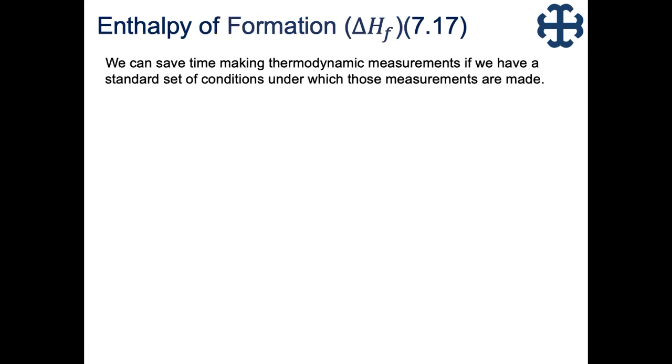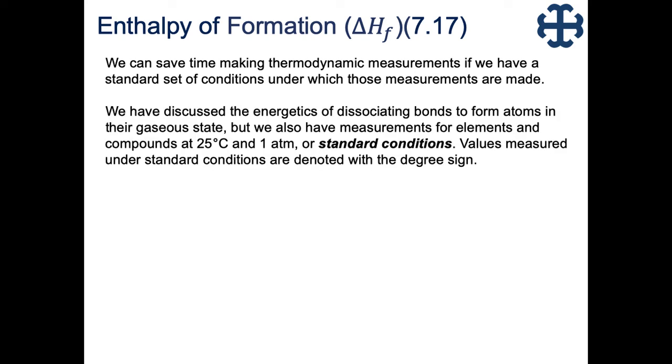So we can also save some time making thermodynamic measurements if we use a standard set of conditions. This is what scientists determined a while ago. And so we have this idea of standard conditions. And the standard condition of something is when we are making measurements for elements and their compounds. So for example, O2 is a compound despite being a pure element at 25 degrees Celsius and 1 atm. And we haven't explicitly talked about atm, but it is a measure of pressure. It's basically atmospheric pressure, we could say.